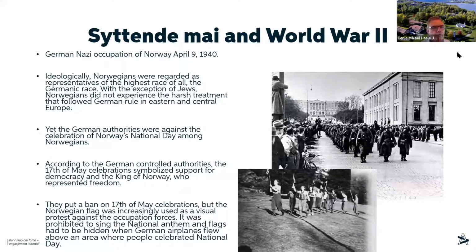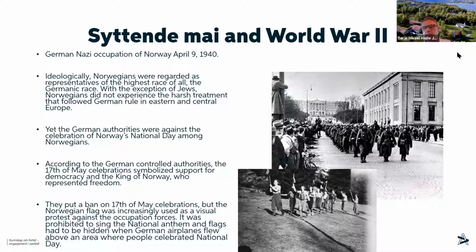Among other things, the Germans did not want Norwegians to celebrate the National Day, because that was an attack on the Germanic pride that they should represent. They should be Germanic and not think of Norway, because by celebrating Norway's National Day, they would also be positive toward the king of Norway, who then had lived in London.